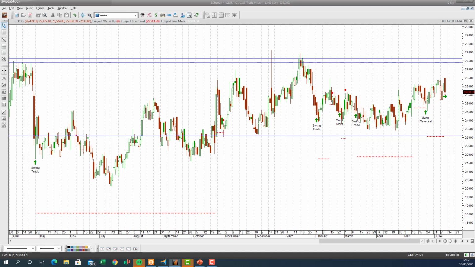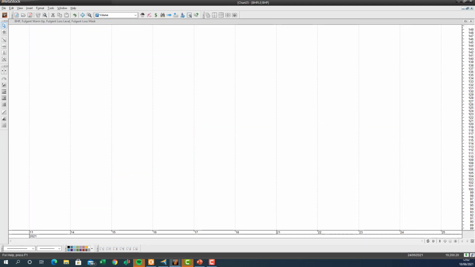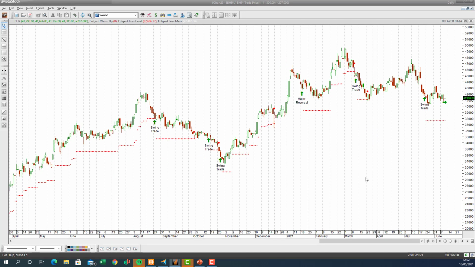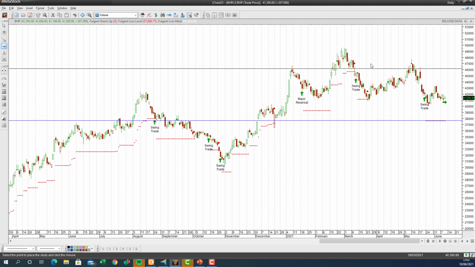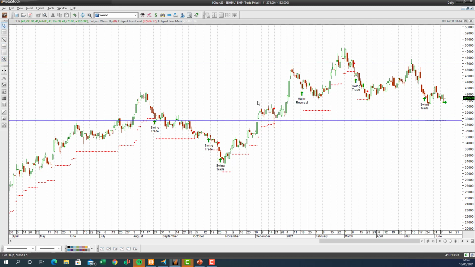So let's look at BHP. Fantastic swing trades there. The current swing trade is in, and that is the stop loss. Your upside target are these old highs here. So just move your trailing stop up as you go along. As it moves higher, that would be the target, and your trailing stop would obviously ratchet with it.